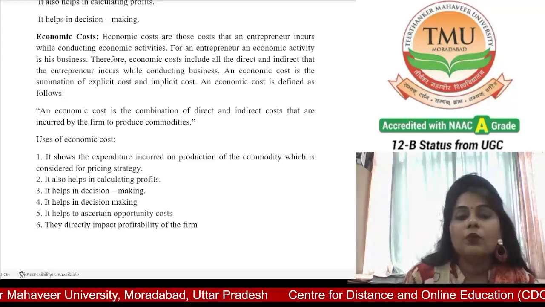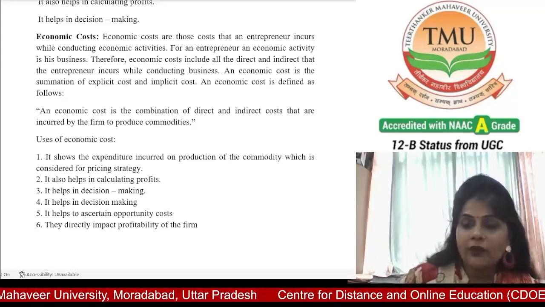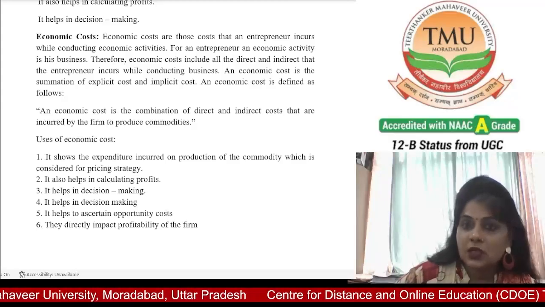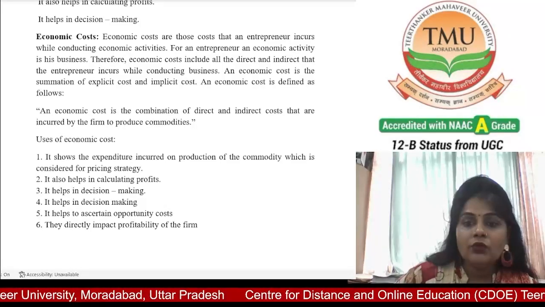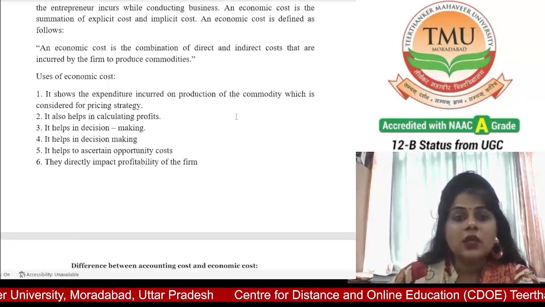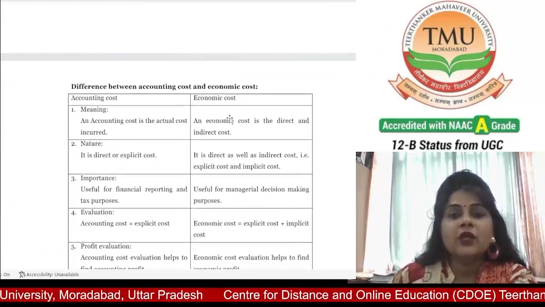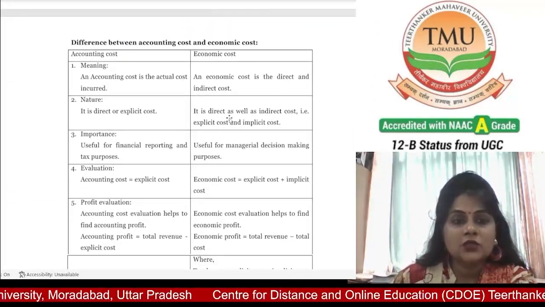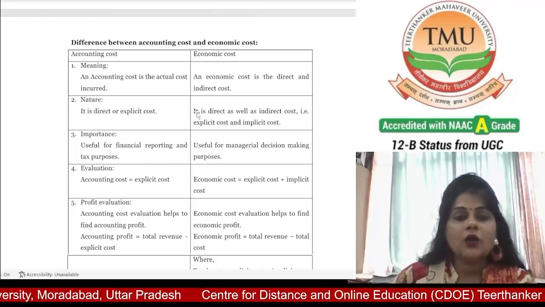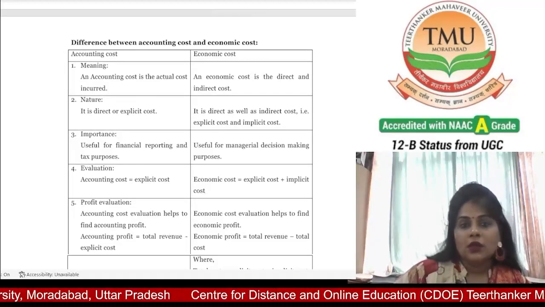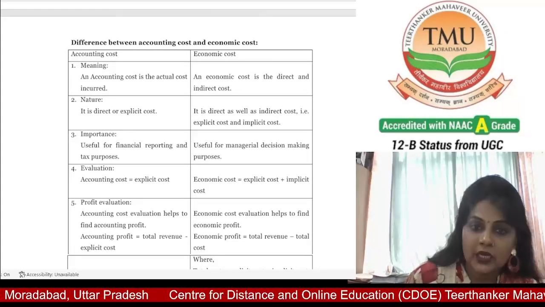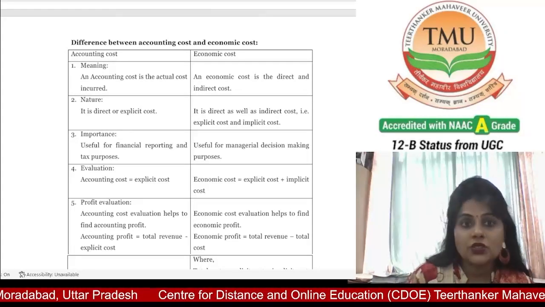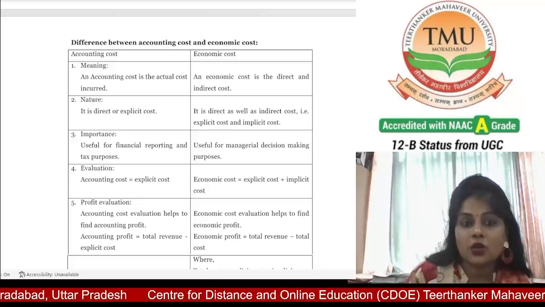So, I think you have understood well what is accounting cost and what is economic cost. Now, we discuss the differences between accounting cost and economic cost. So, first of all, accounting cost, meaning the actual cost incurred. I have also discussed it that it is the actual cost.